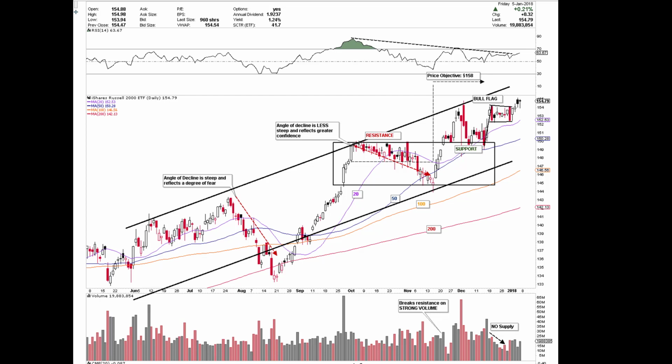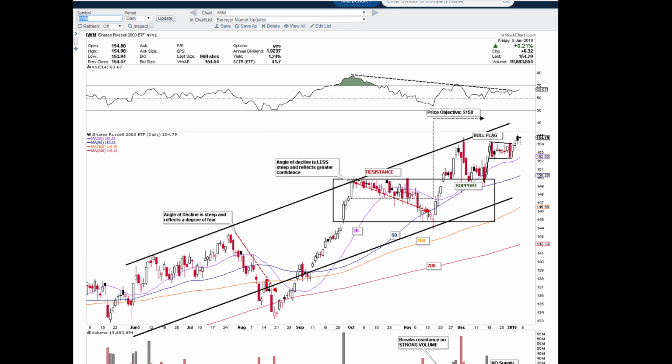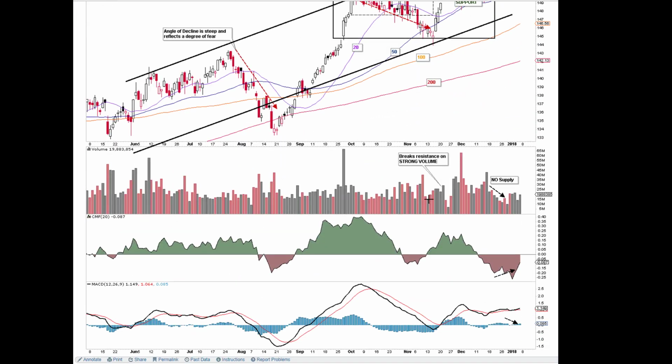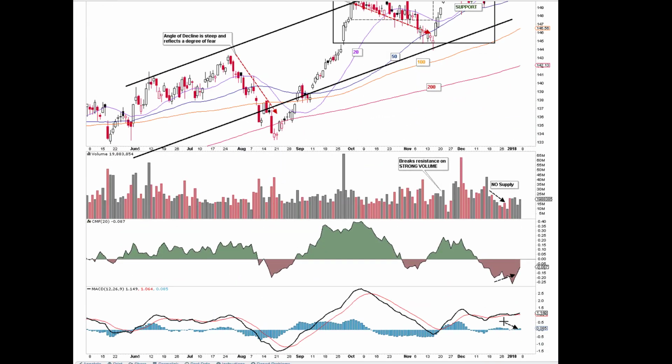We're looking at a daily candlestick chart of the Russell 2000 IWM. This was a chart request from the webpage. Let's take a look. Up top we have an RSI, we have the data right here, and we have volume, Chaikin money flow, and the MACD.